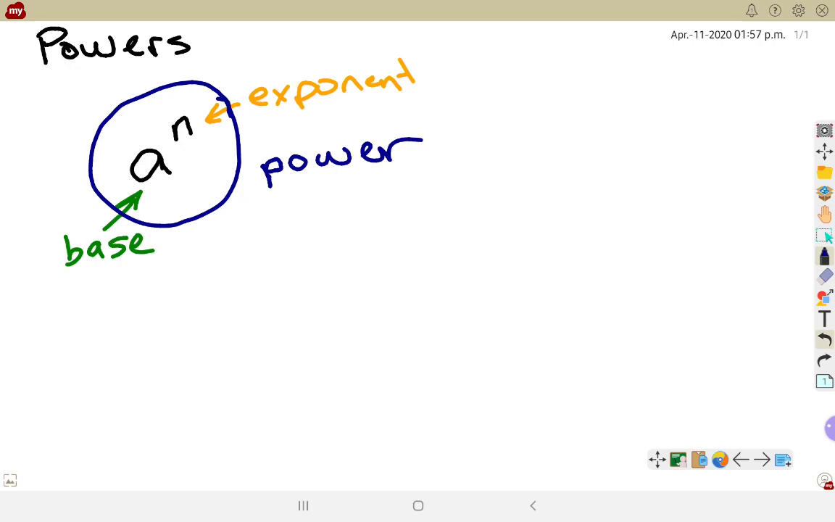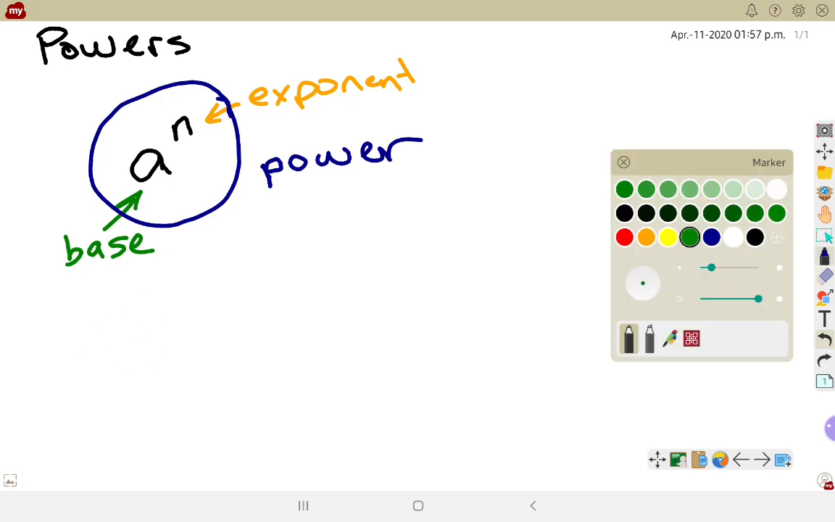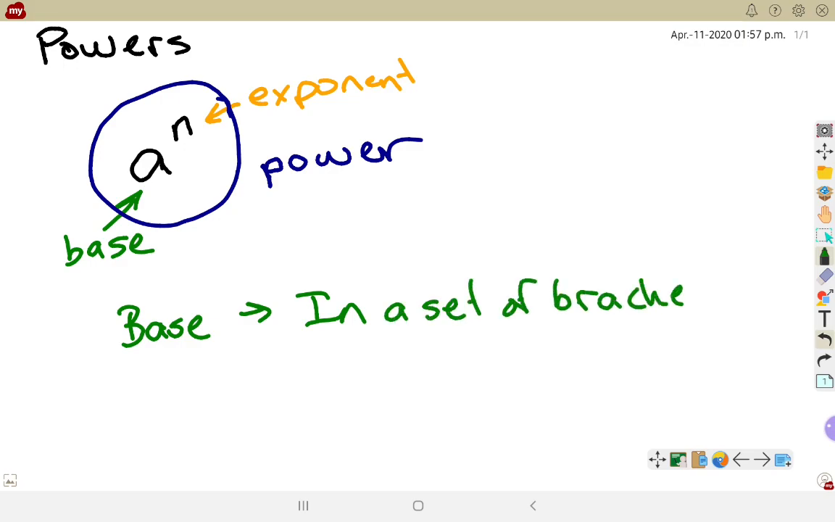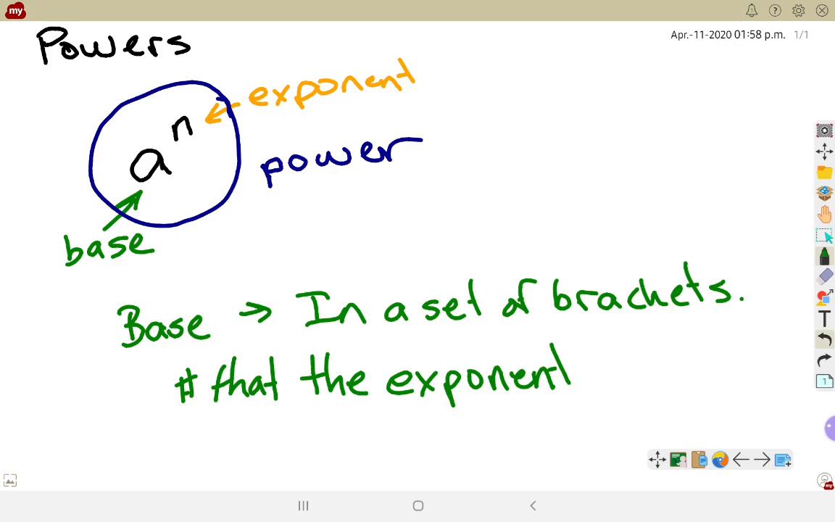Okay, as a reminder, when we are looking at our base, it can be a negative, it can be a fraction, it can be a positive number. So we have to be very careful with our base. The base is always in a set of brackets, and if it's not in a set of brackets, it is the number that the exponent touches directly. Remember that the exponent touches directly.